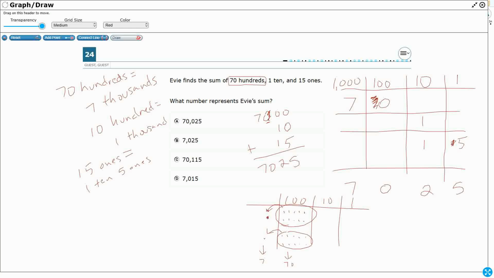Any of these ways are going to work. And obviously here we would still have to get that 110. We'd have to get your 15 ones. Now once we got our 15 ones, we could regroup them to make that extra 10. But our answer here is going to be B.